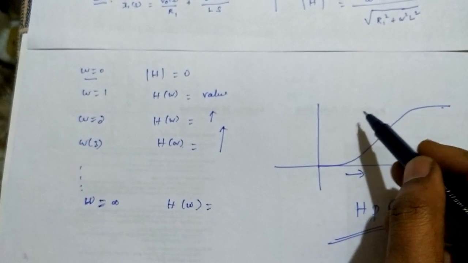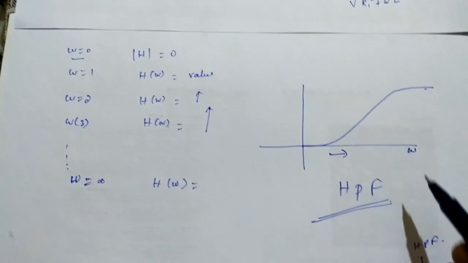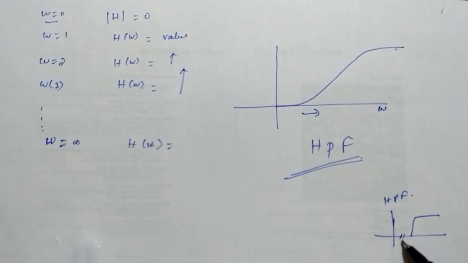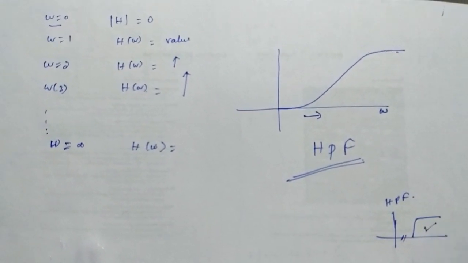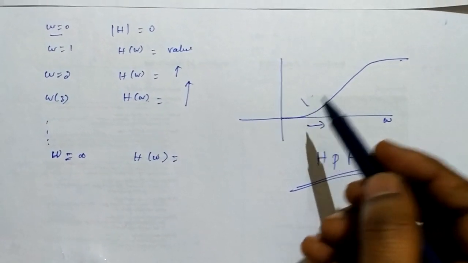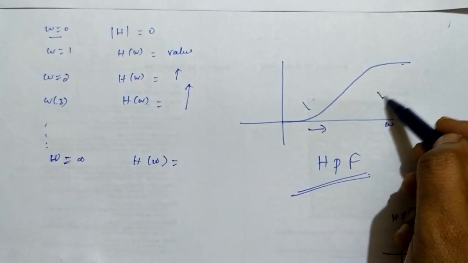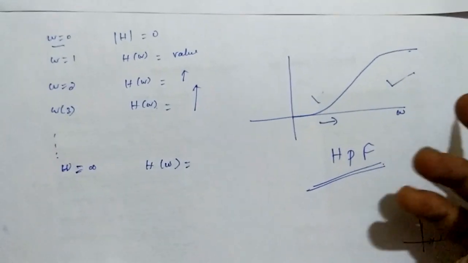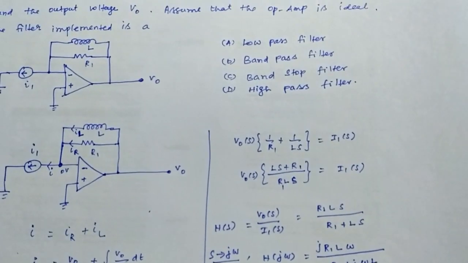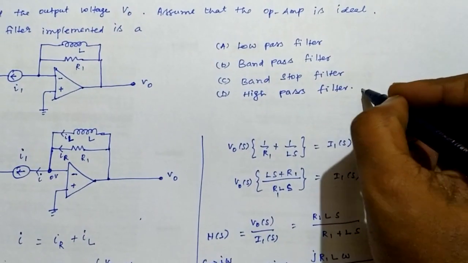So this graph resembles the ideal high pass filter, which will reject the lower frequency and only pass the higher frequency. So here this will reject the lower frequency and allow only the higher frequency. So among the 4 given choices, it is given as high pass filter.